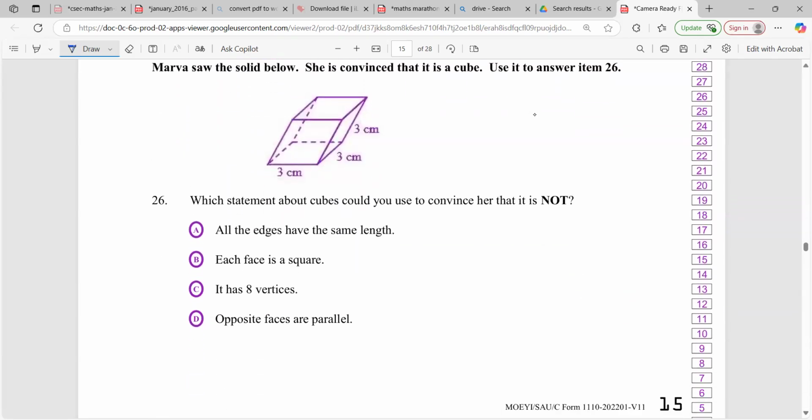Right, look at this one now, guys. Marva saw a solid below. She is convinced that this is a cube. Use it to answer item 26.